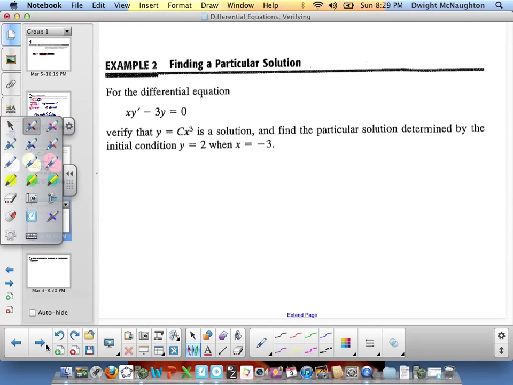So what's happening here is we have a solution. This is called a general solution because we don't have the constant figured out. Once you get the general solution, you're going to use some initial conditions to get your particular solution. First off, we need to verify that this is a general solution by plugging it in. Well, first off, y prime equals 3cx squared using the power rule.